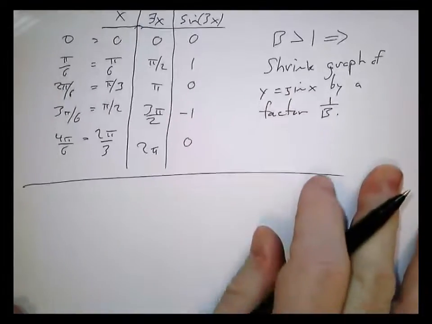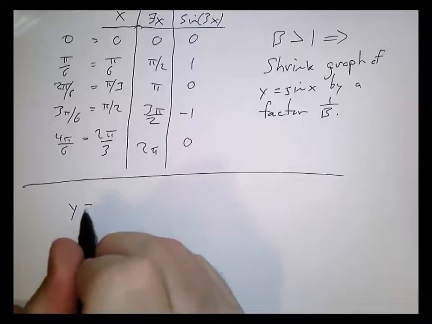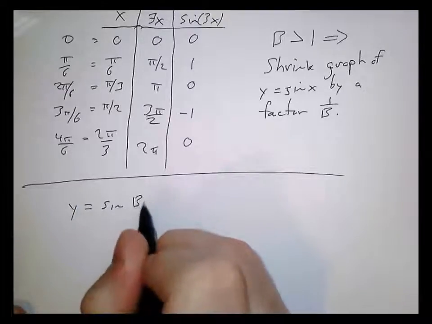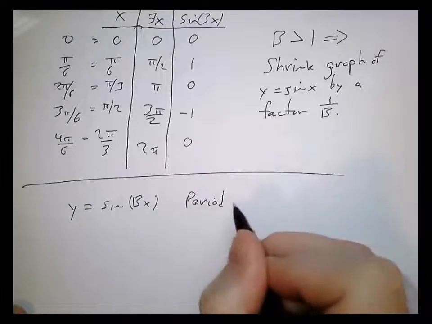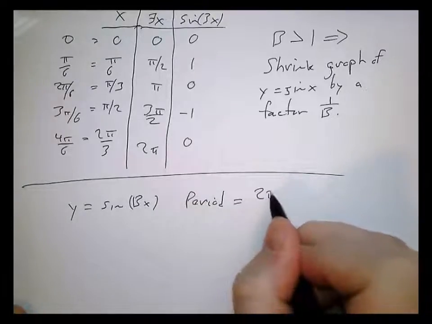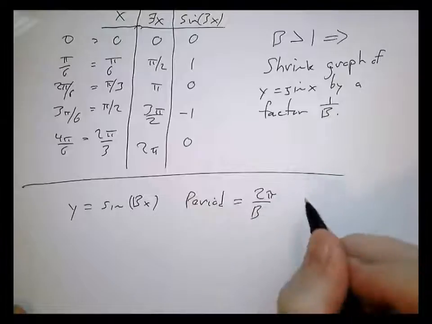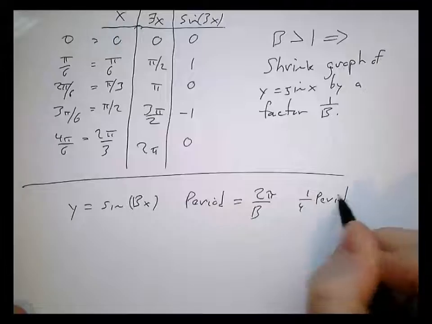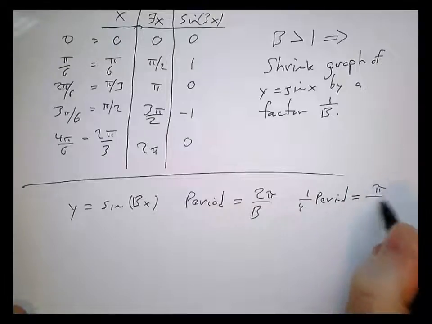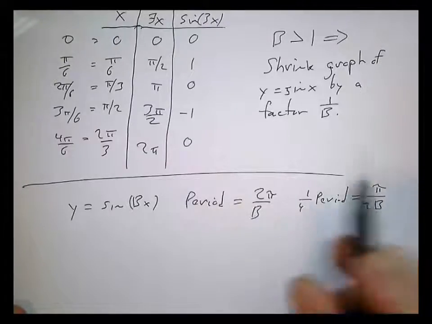So no matter what b is, if I have y equals the sine of bx, the period is 2 pi over b, and 1/4 of the period is going to be pi over 2b. I divide.